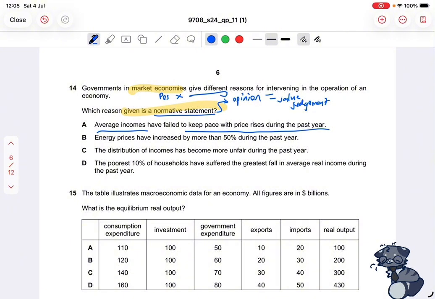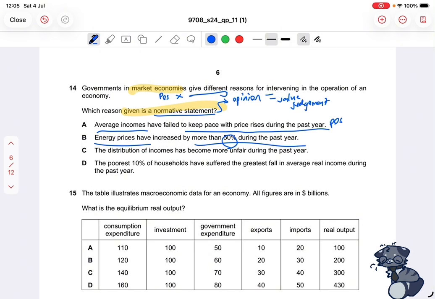Energy prices have increased by more than 50% during the past year. Now most of the time, if the statement contains a number or data, then it is likely a positive statement. So this also does not contain any opinion or suggestions or subjective meaning behind it. So this is also likely to be a positive statement.